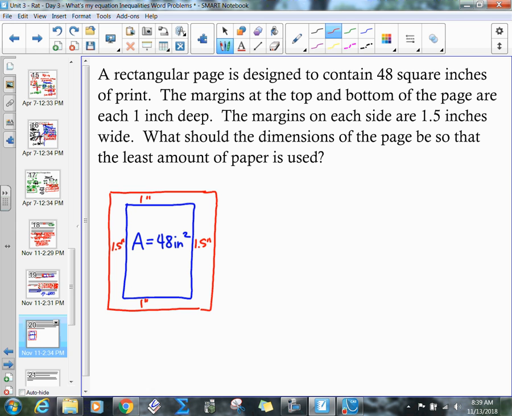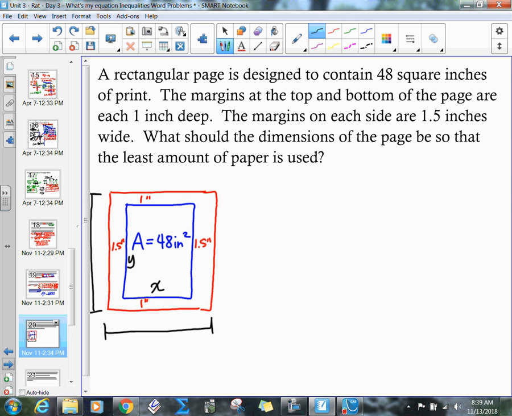All right. What should the dimensions of the page be for the least amount of paper to be used? Dimensions of the page. Okay. So I'm talking about this side times that side. What are my dimensions to keep a minimum area, basically? All right. So I'm going to call this blue part X and this Y part Y.